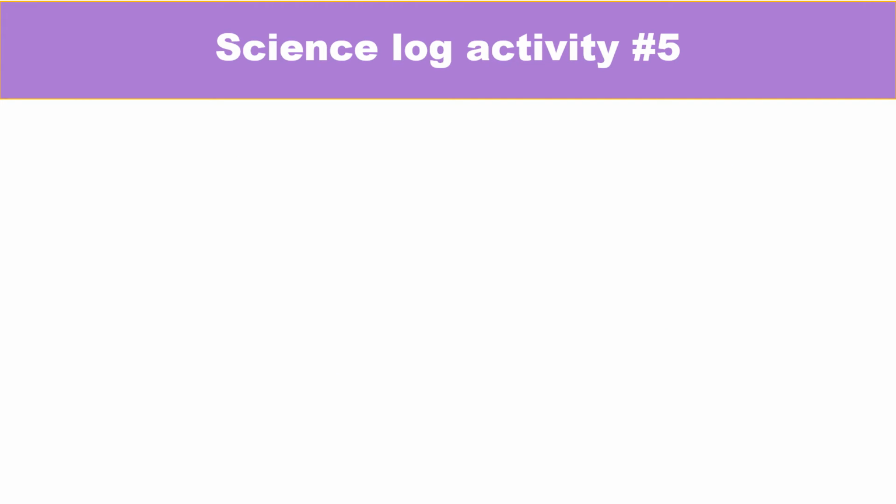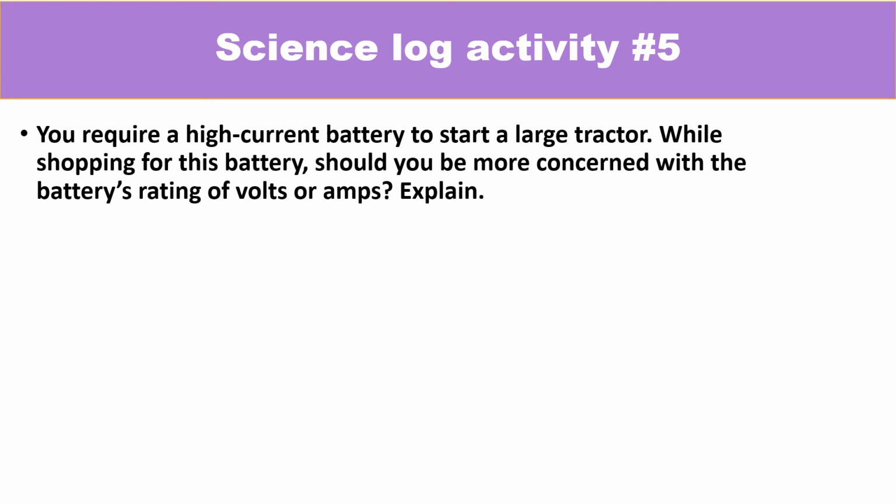Science log activity number 5 is more of a scenario question, so I'm going to highlight a few things. Assuming you're working in a farm environment and you require a high current battery to start a large tractor. While shopping for this battery, should you be more concerned about the voltage level or amp? I like to put a little emphasis in this case on amp, because let's think about it logically. You need a high current battery.